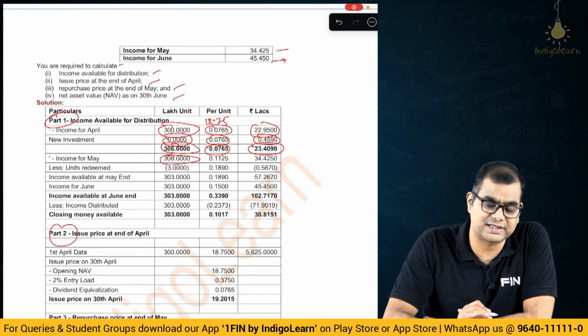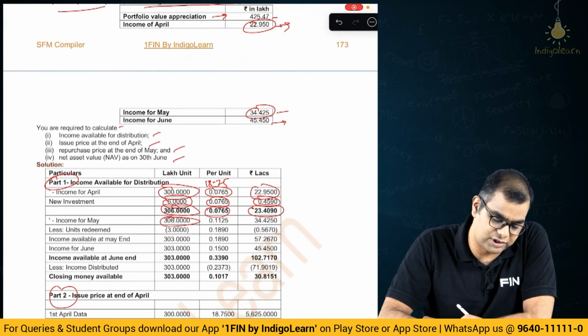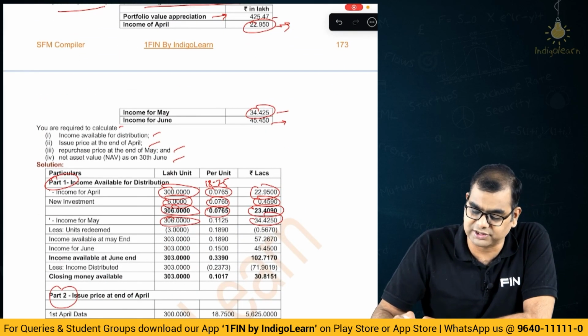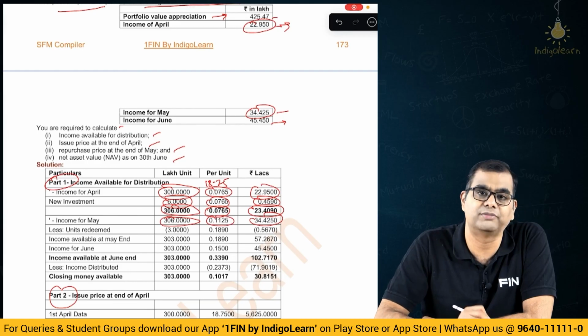You had 306 lakh units, and how much income did you earn in May? 34.425. Now, 34.425 divided by 306 is 0.1125. So, 0.1125 is the income that you have.